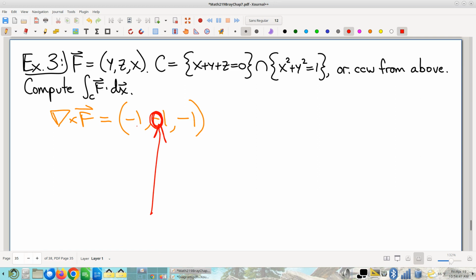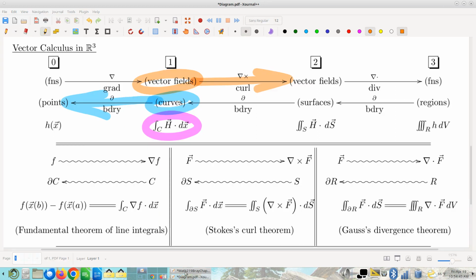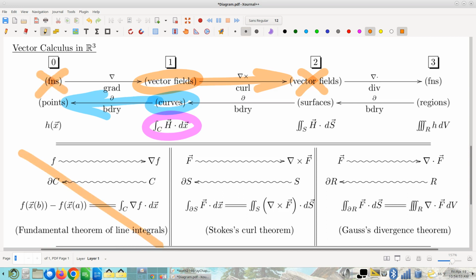Anyway, there's my curl. What does that tell me? The curl is not 0. Well, if I didn't get 0, that means there is no anti-gradient. That means the fundamental theorem is out of the question. Don't even waste your time trying to find an anti-gradient. There is no anti-gradient. Does that make sense to everybody?